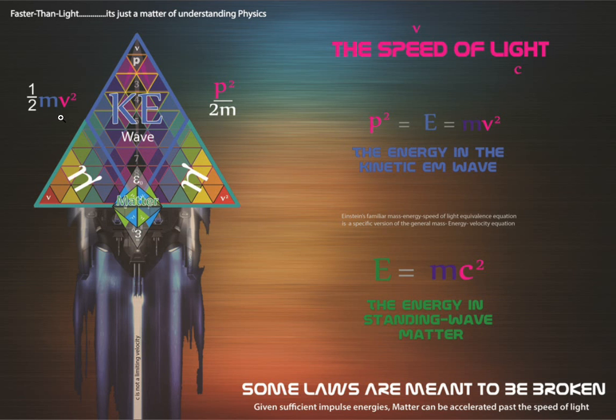But it is more appropriate to use mv squared in all cases, because the velocity may change. C, of course, only refers to the natural velocity of energy in a vacuum. Moving through a different medium will result in a different velocity.